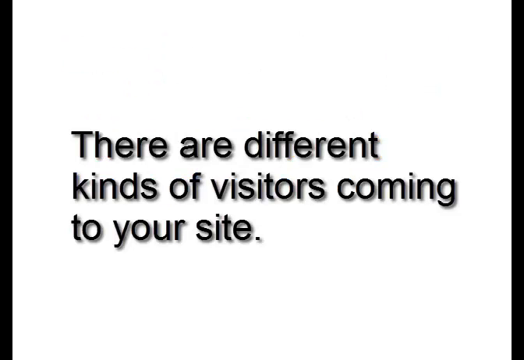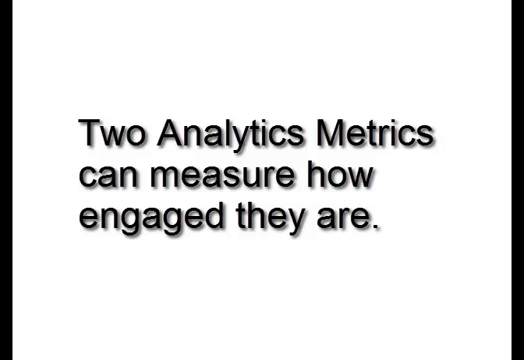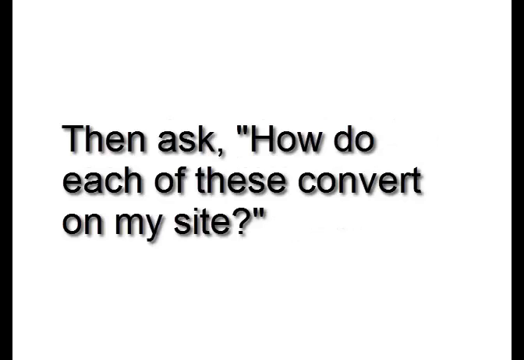First of all, let's talk about how we can slice up our visitors, because there's not one kind of visitor coming to our site. There are a lot of different kinds of visitors. And there are two metrics in Google Analytics that we can use to model how engaged they are. What we want to do is understand how people are behaving on the site and which of those behavior sets, or what I call traffic personality types, is resulting in conversions and revenues.